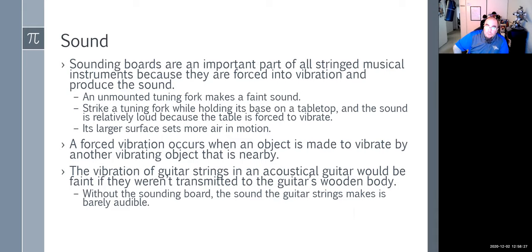A forced vibration occurs when an object is made to vibrate by another object that's nearby. So if I take this and find a bony prominence, I can feel my bone vibrating, right? Because this tuning fork is causing my bone to vibrate. We use this in physical therapy quite frequently because we can do this. I can strike a tuning fork like that, right?